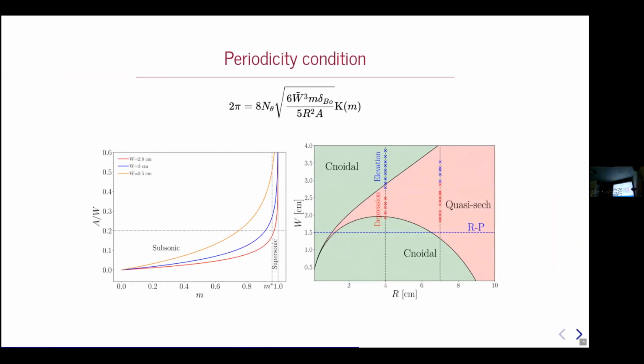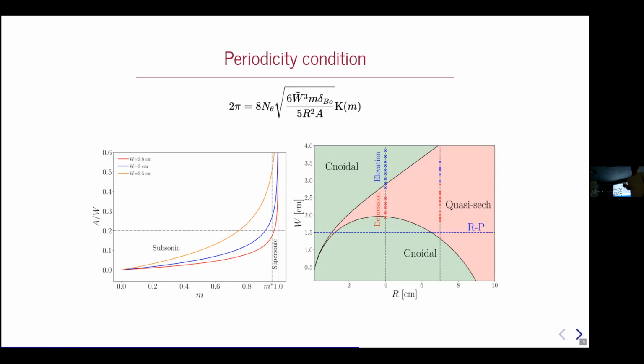So there is a bunch of physical terms inside, but most importantly, there is the amplitude of the wave, and there is the elliptic parameter m coming in. So what this periodicity condition is doing is linking the amplitude of the soliton with the elliptic parameter of the solution. And it does this in a bijective way, which is shown here. So we have amplitudes depending on m.